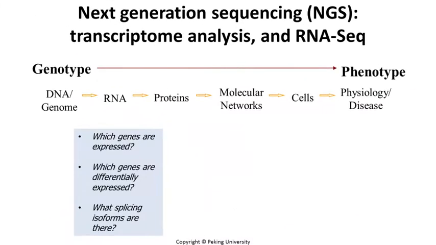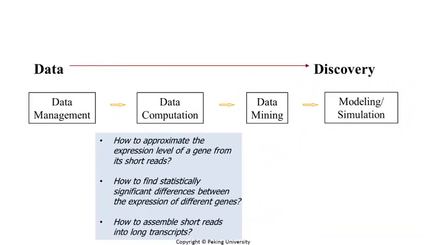Another application of next-generation sequencing technologies is to profile gene expression at genomic scale. We will cover how to use next-generation sequencing to detect which genes are expressed, which genes are differentially expressed between different tissues or between tumor and normal tissues, what splicing isoforms exist. How can we calculate gene expression level from the short sequencing reads? How can we calculate the statistical significance of the difference between the gene expression levels of two genes? How can we assemble the short reads into isoforms?